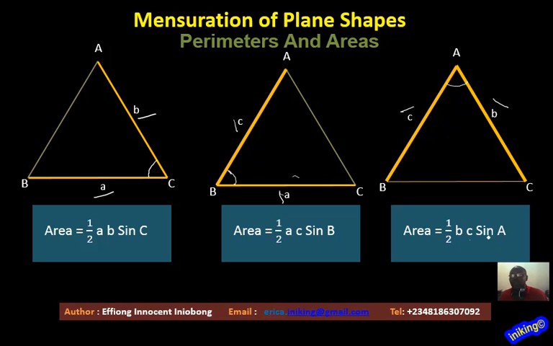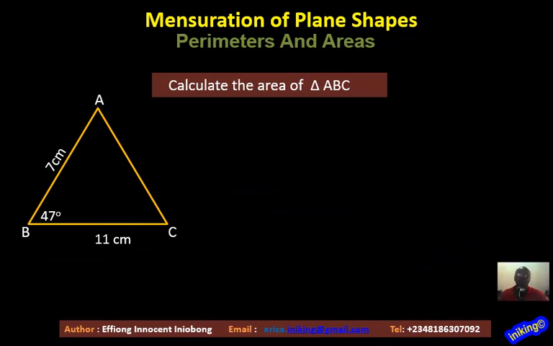So you see that we are still doing practically the same thing. It's still a matter of half base times height. It's just that when the height is not provided, one of the angles will be provided. So let's take some examples on this.